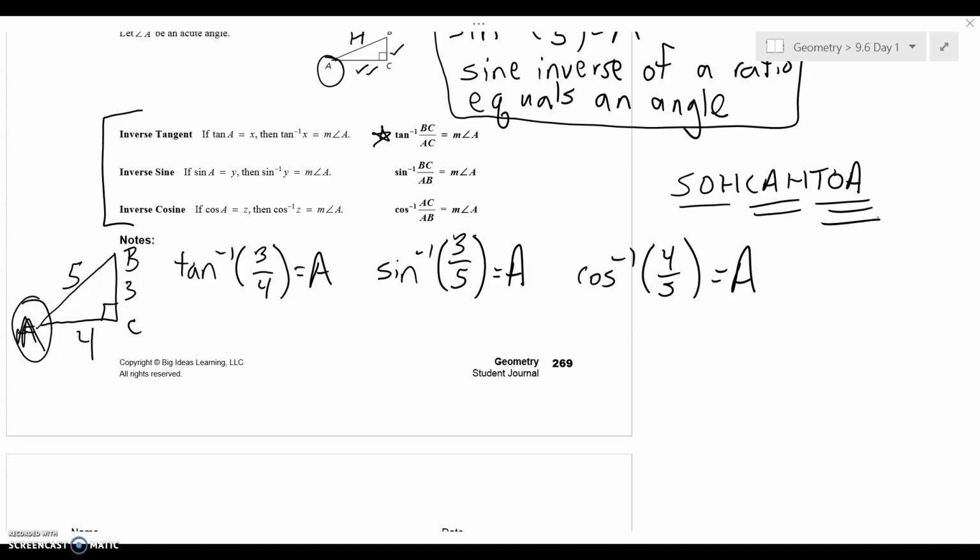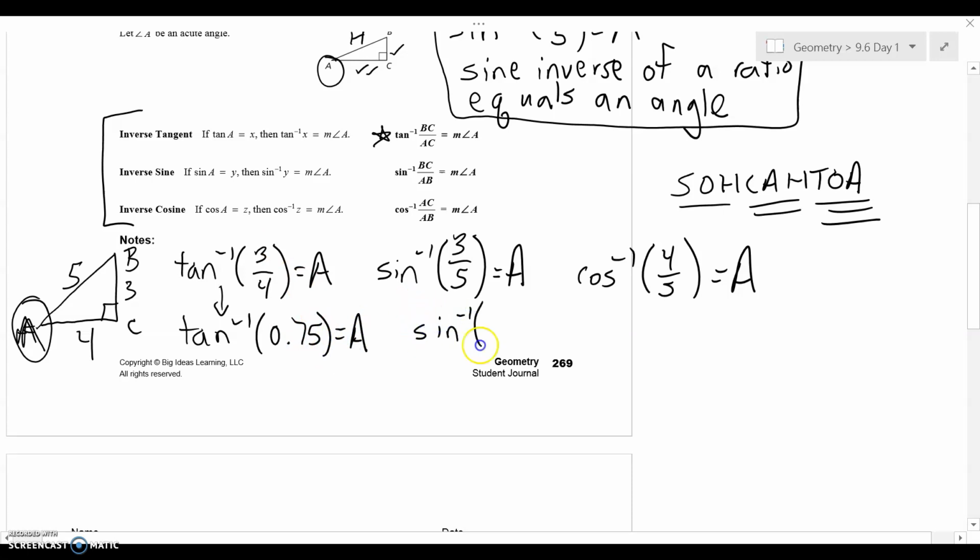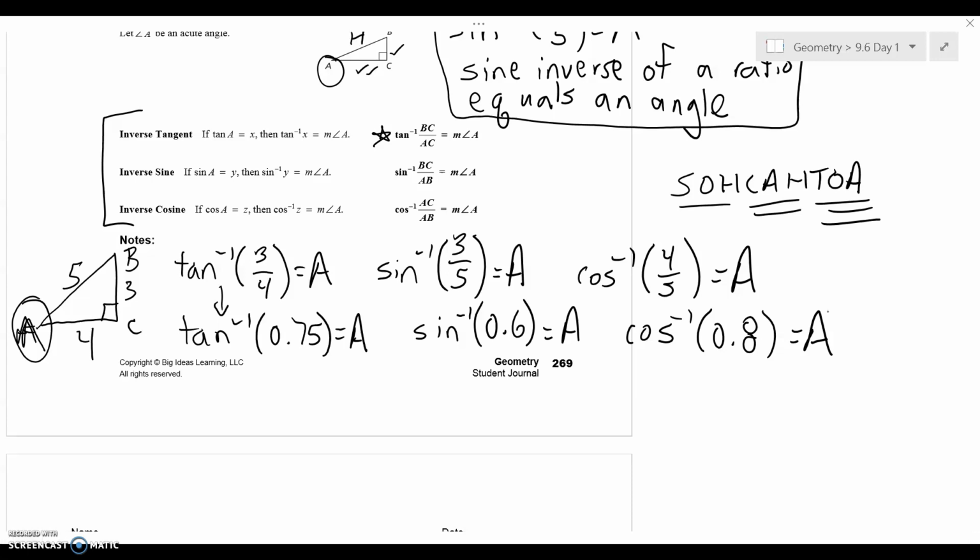And I can write these as fractions, or we can write it as a decimal. So I can take this tangent expression and I can say that's tangent inverse of 0.75. So I can write 3/4 as either 3/4 or 0.75. I can do that with sine, and that would be 0.6. And I can do it with cosine. So I can express it either as a fraction or as a decimal, and that's how ratios get written. And that's what these inverse expressions are. So you have your ratio that's in the parentheses, and then your angle is outside the parentheses.